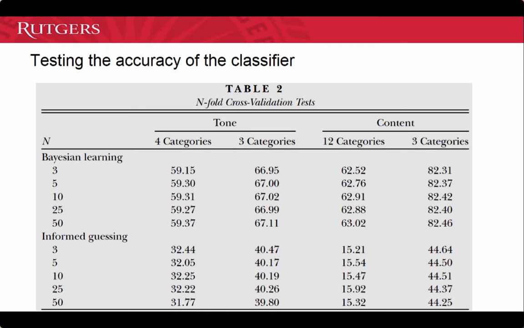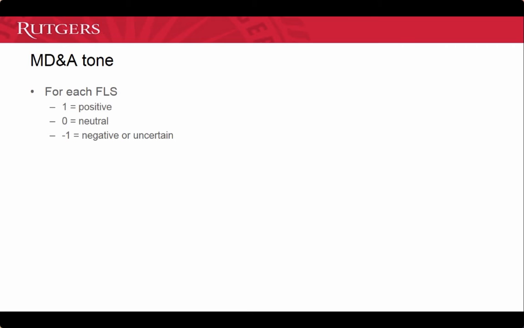So in this case, he had the 3 categories. So one was positive, 0 neutral, negative 1 was negative or uncertain. Okay, those were the scores assigned.